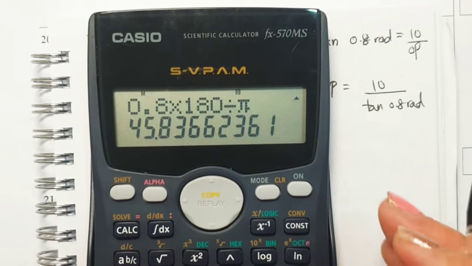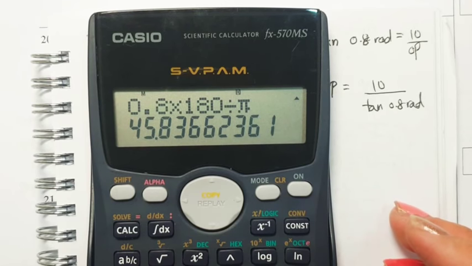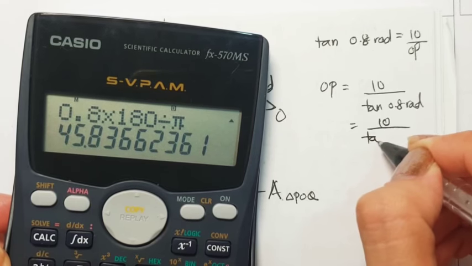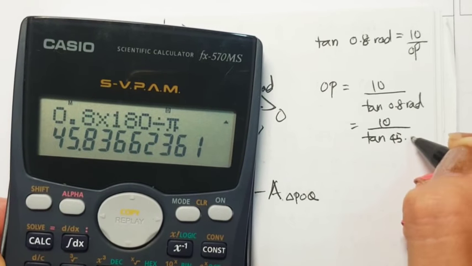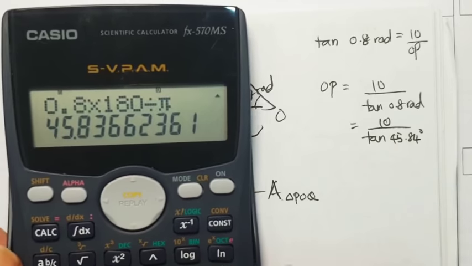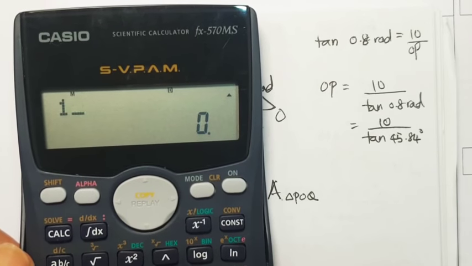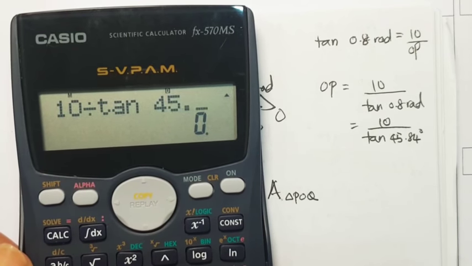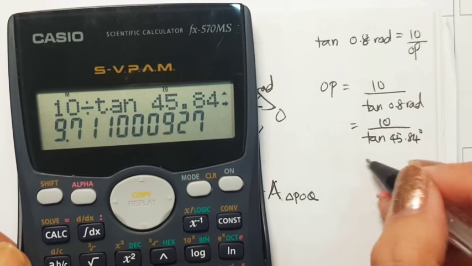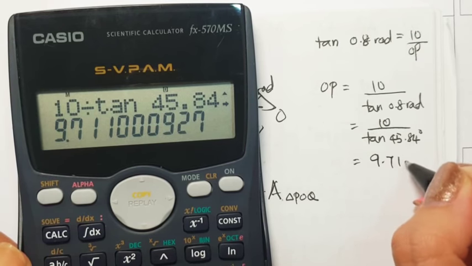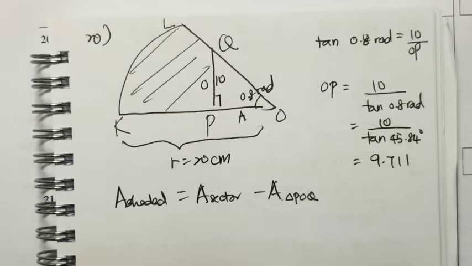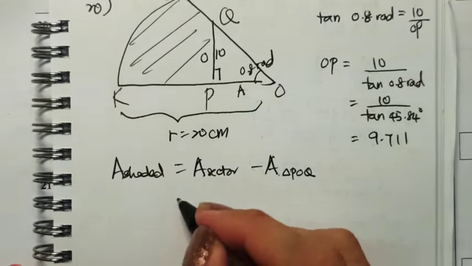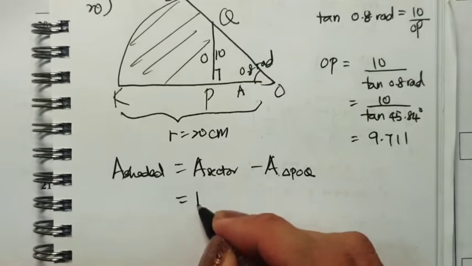So we will have 45.84 degree. So over here will be 10 over tangent 45.84 degree. Next we just use the calculator. 10 divided by tangent 45.84 degree. So we have 9.711 for significant figure.